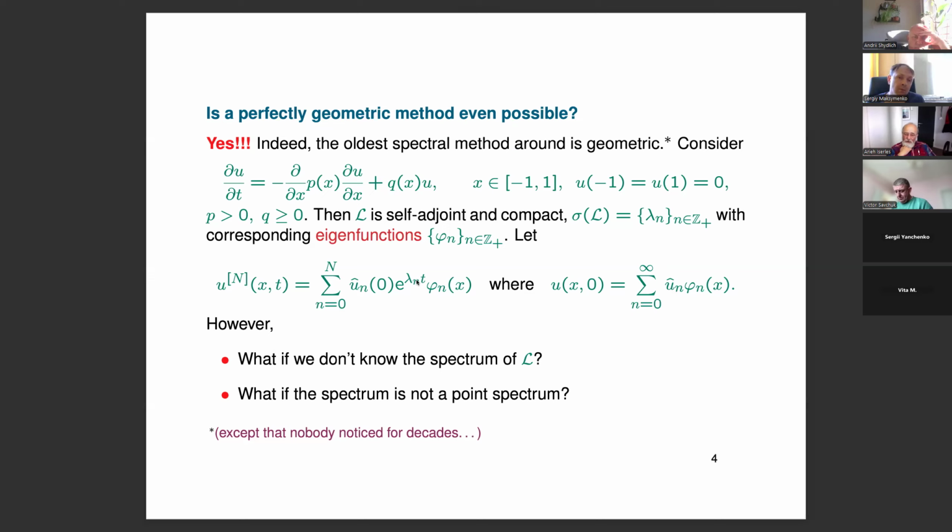And there are several problems. One is that in general, we don't know the spectrum of L. And also in general, the spectrum need not be a point spectrum. We might well have, say, a continuous spectrum. We no longer have a basis of eigenvalues and eigenfunctions. So all this is of limited use, but let us bear this in mind.